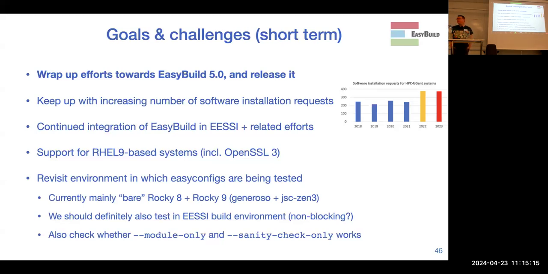The top one there definitely is finishing up the efforts on EasyBuild 5. We've been working on that for about a year now. I checked my slides of last year, and last year we said we hope to release EasyBuild 5 in 2023. That didn't happen. Then I think my next goal was to make it the first release of 2024. That was taking a bit too long as well, so we pushed out 4.9.1 as well. I think we're relatively close to it now.